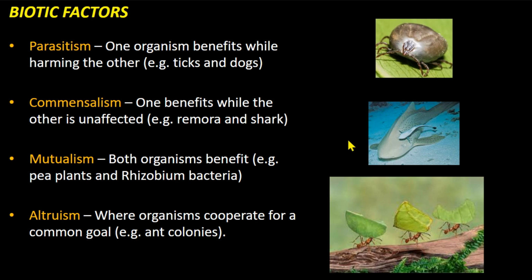Commensalism, one would benefit while the other is unaffected. Example would be the remora fish hitching a ride on a shark. You would have mutualism, where both organisms would benefit. So this would be like rhizobium bacteria living in the nodules of pea plants, or like oxpeckers and zebras. Lastly, we have altruism, where organisms would cooperate for a common goal. This would be, for example, like ant colonies.